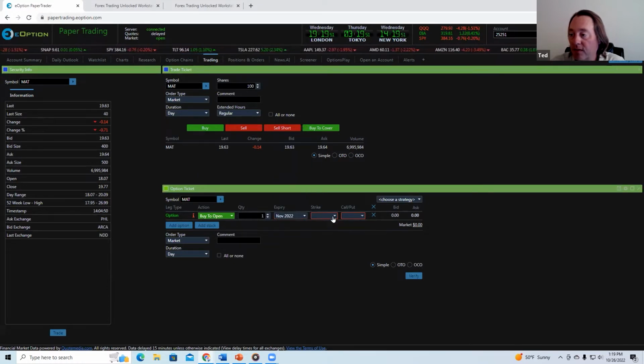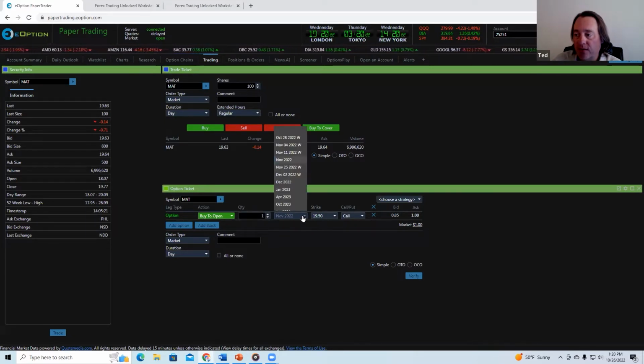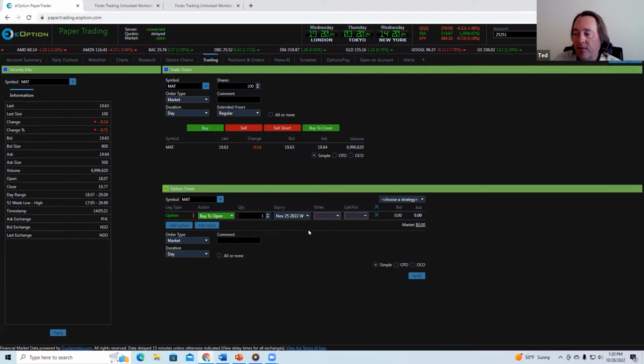Let me double check that. The strike price is 1950 and call. Okay, so you can see once again here, we have the symbol here, Mattel. Under option, we have buy to open because we're buying the option. We're not selling, because that would be selling the option naked. You don't want to do that, not unless you're a very advanced trader. Quantity is 1, expiration is November 22nd, and that would be the later ones. That's the 23rd, or actually it's November 25th for this one.